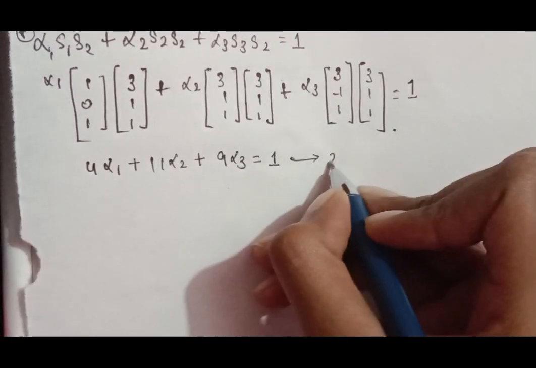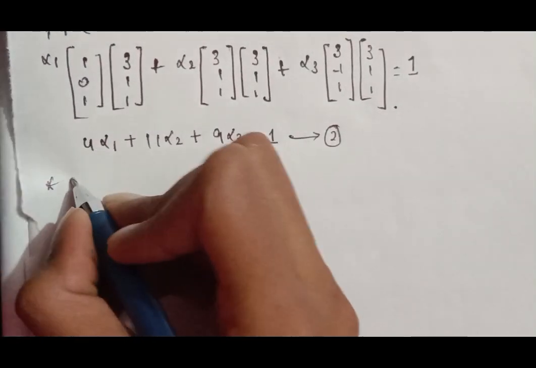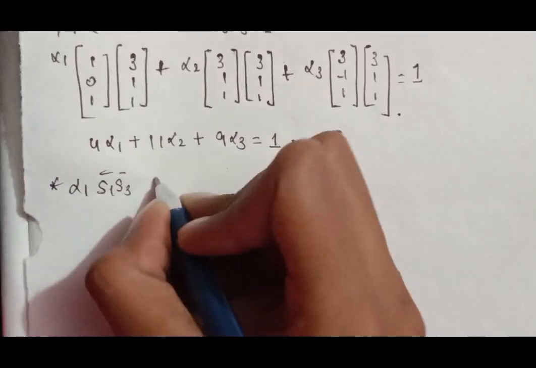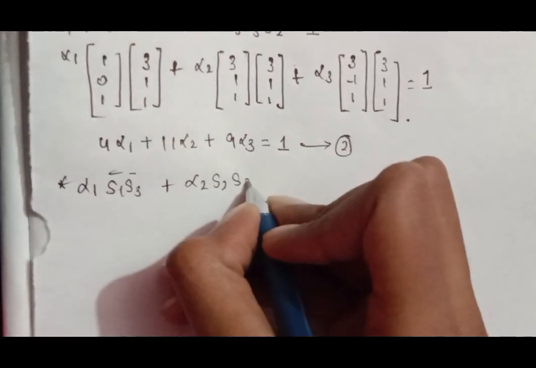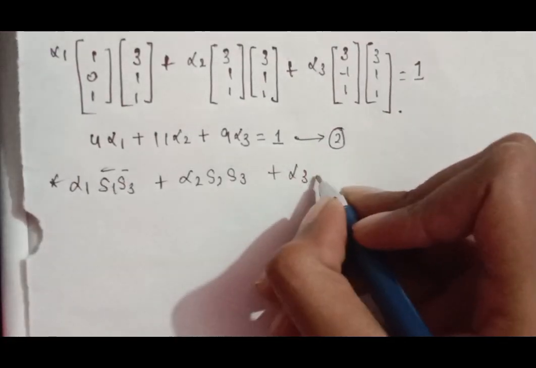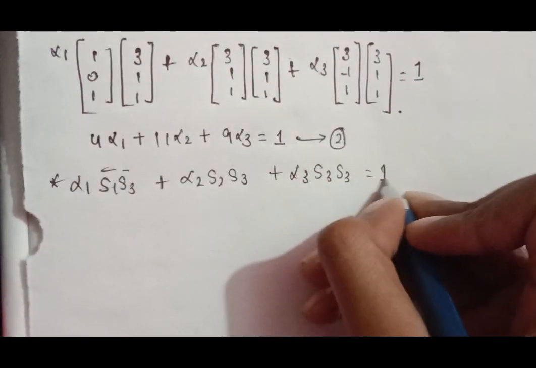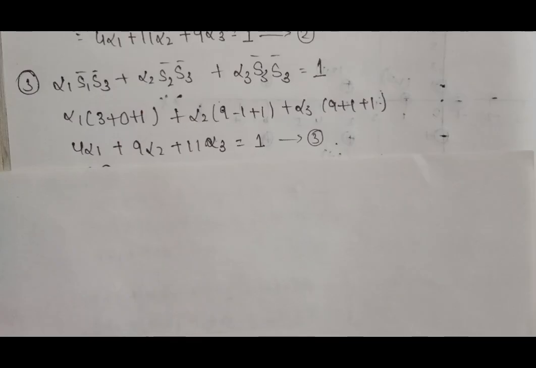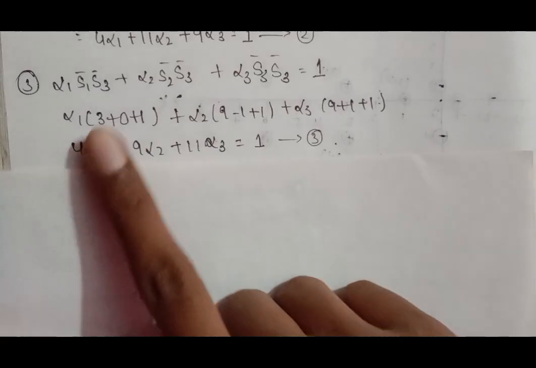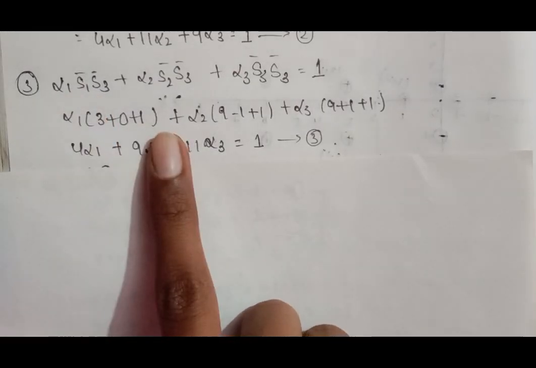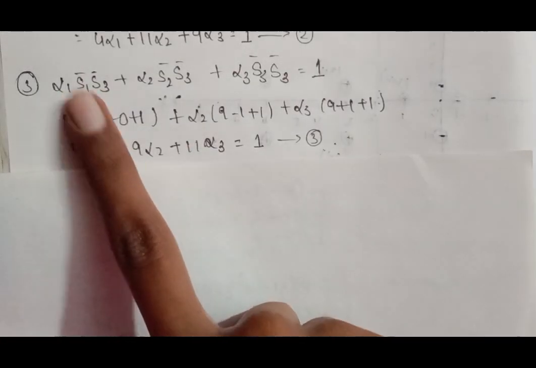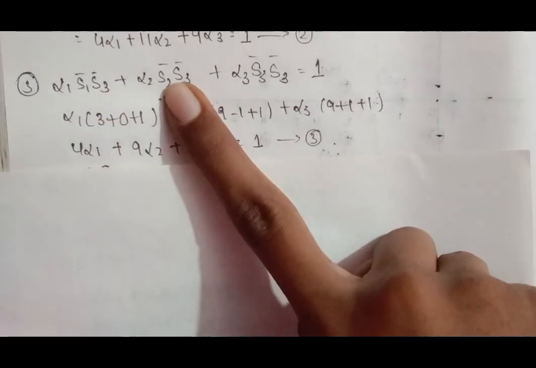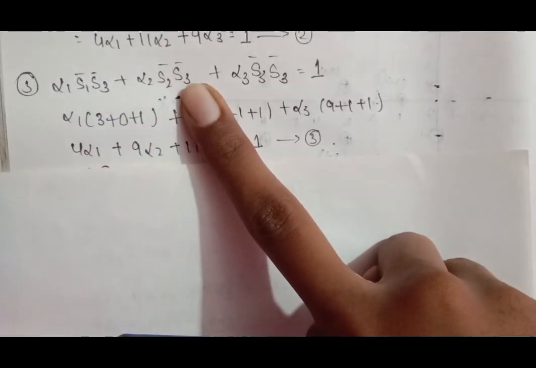So this is equation 2. Considering the third sub equation, that is alpha 1 S1 S3 plus alpha 2 S2 S3 plus alpha 3 S3 S3, which is equal to 1. Right, same thing you are going to do here. This is the third sub equation, for the same thing that I have directly written out. S1 is 3 1 0 1, S3 is 3 minus 1 1, and S2 is 3 1 1.